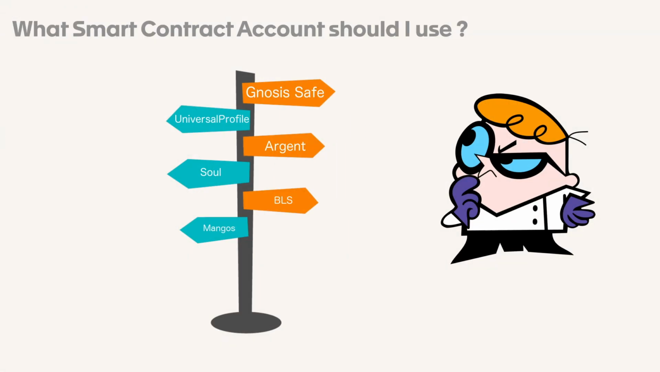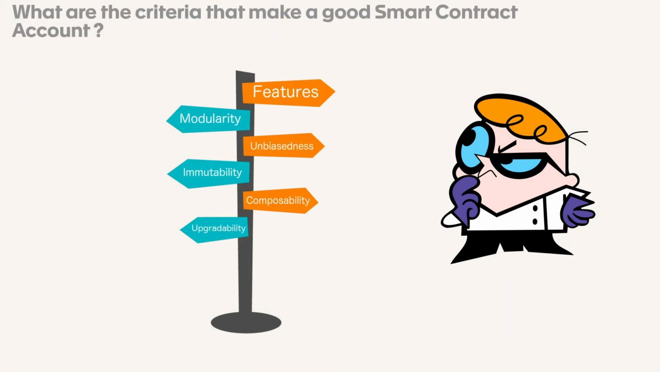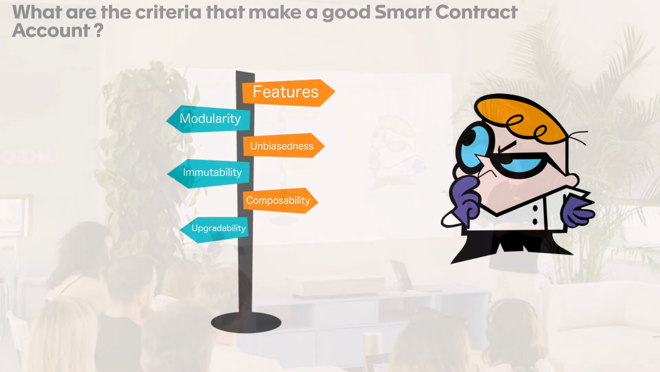We will be talking about how you as a user will choose the smart contract account and how you as a developer will choose the smart contract account to integrate into your application. And what are the criteria that make a good smart contract account? Is it features, modularity, unbiasedness, etc.?